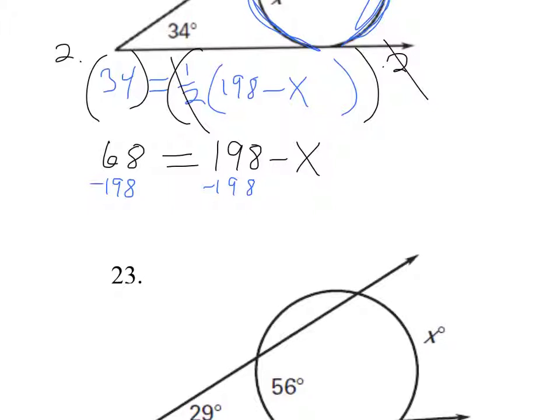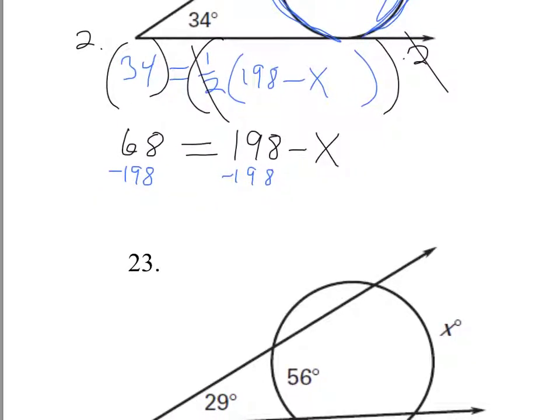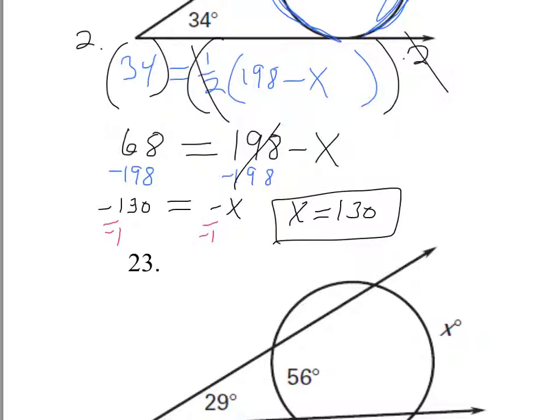Okay, 68 minus 198 is negative 130. And over on the right side, we just have negative x. And to get x totally by itself, let's divide by negative 1. And so x equals positive 130.